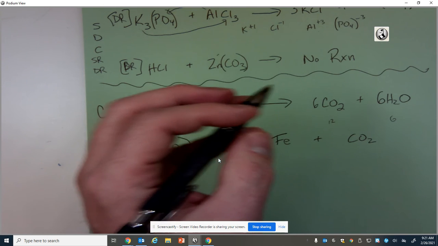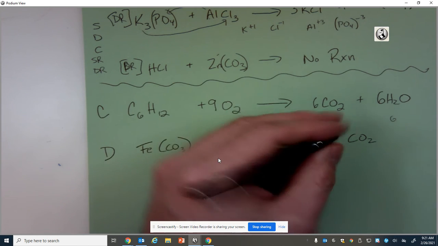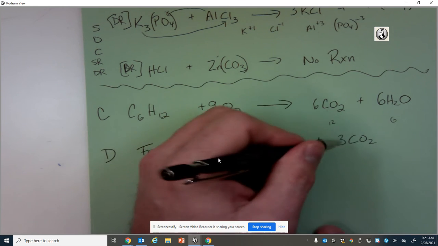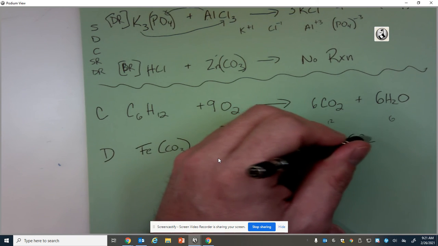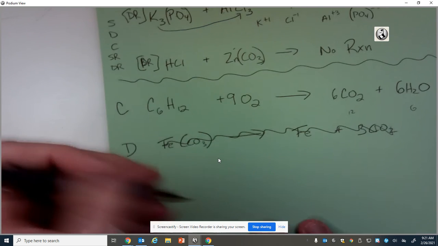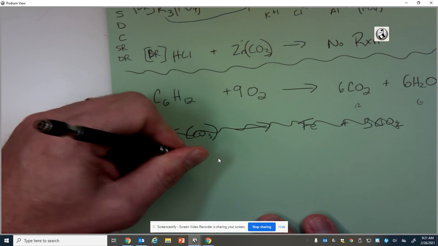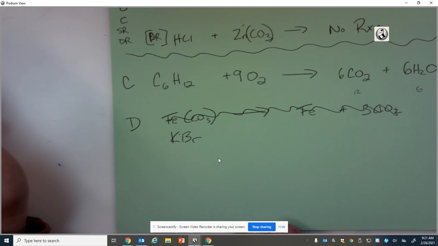Well, we'll try it, but I'm trying to think ahead. 3 and 2. Yeah, we're never going to get those carbons balanced. Let me try a different decomposition reaction. Let's do potassium bromide. We'll make it easier. We'll do this one instead.